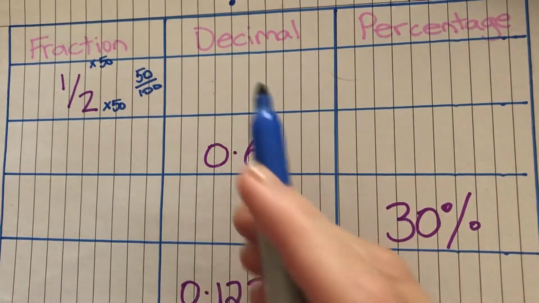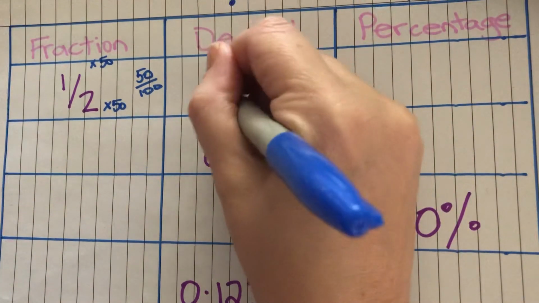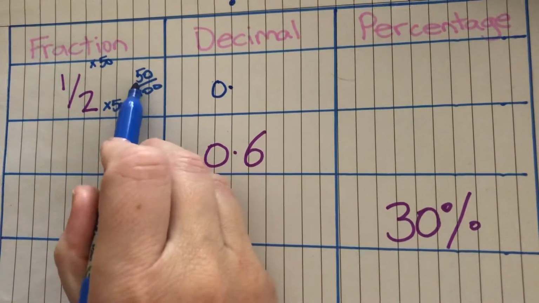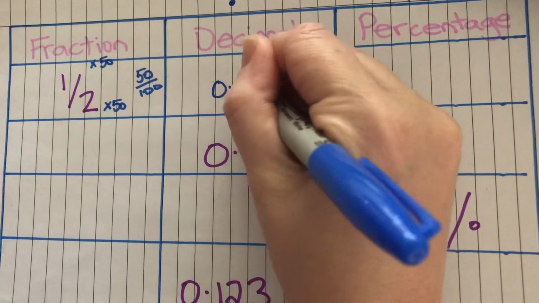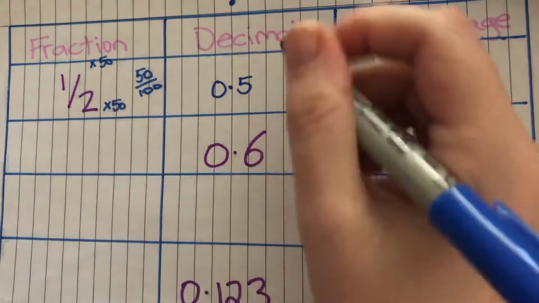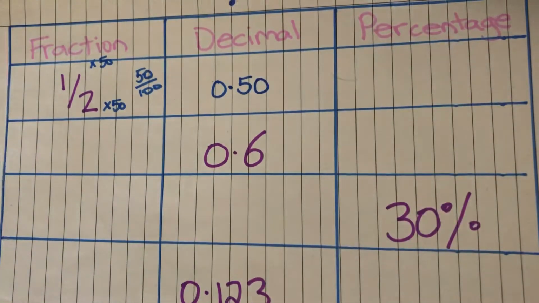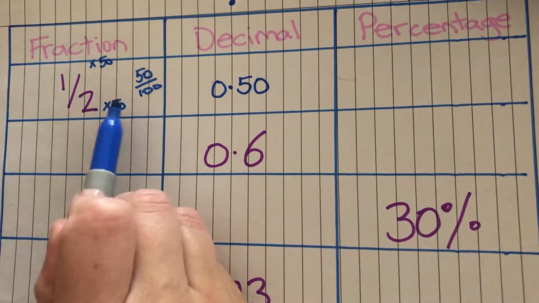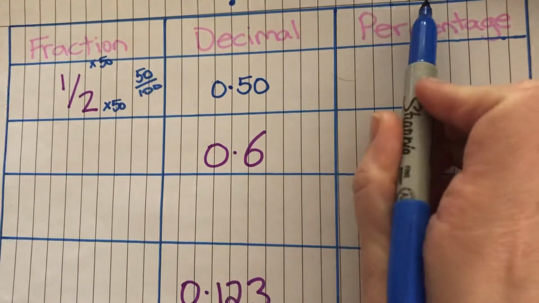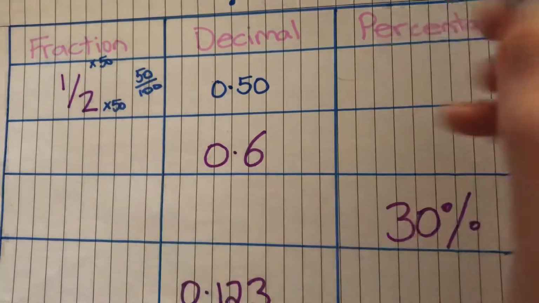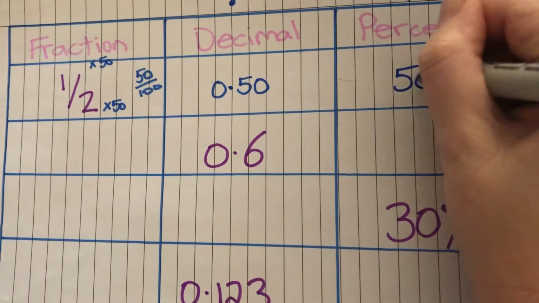How do we know that? Well, because our decimal is 0. How many parts have we got? 5. 5/10. If you put another 0 there, you're not going to get it wrong either. We've also got a percentage, parts of 100. How many parts of 100 do we have? We have 50 parts of 100.